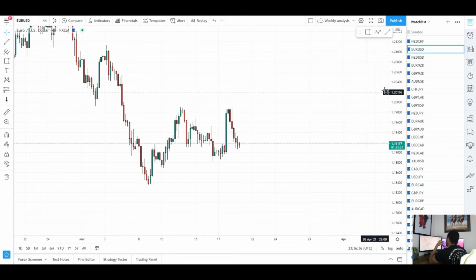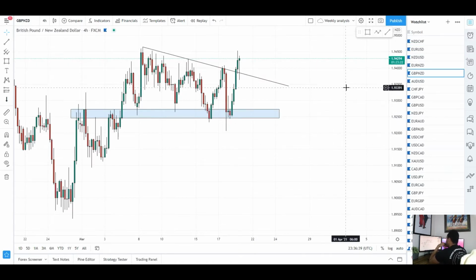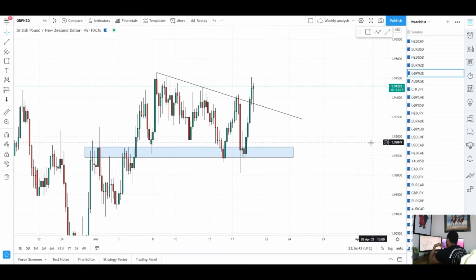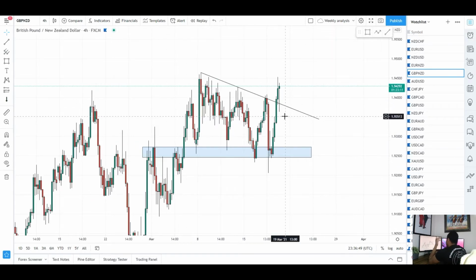Last week I said I was looking for a short on GBP NZD, and as you can see, this pair has been very ranging here from highs to lows. We had a really nice resistance here at 1.94, which price was struggling to break through.